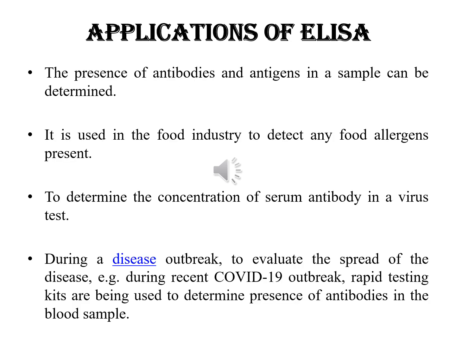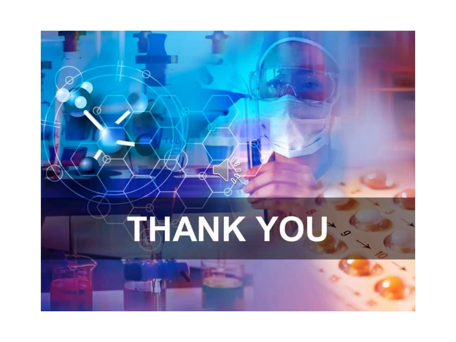Now we will be looking into the application of ELISA. The presence of antibodies and antigens in a sample can be determined. It is used in the food industry to detect any food allergens present, to determine the concentration of serum antibody in a virus test, and during a disease outbreak to evaluate the spread of the disease. For example, during the recent COVID-19 outbreak, rapid testing kits were used to determine the presence of antibodies in blood samples.